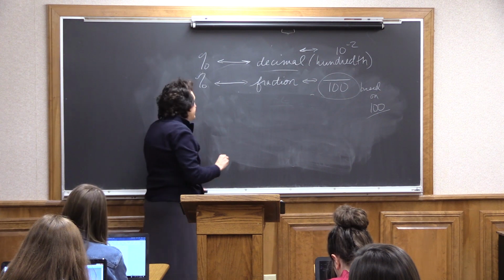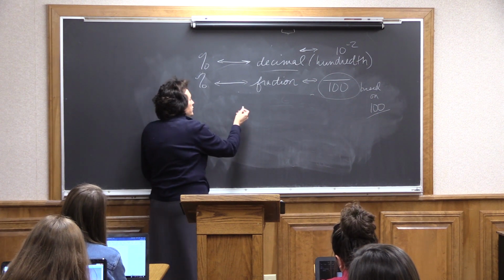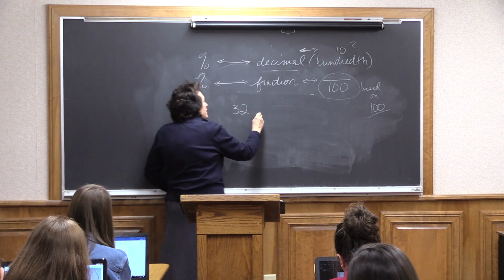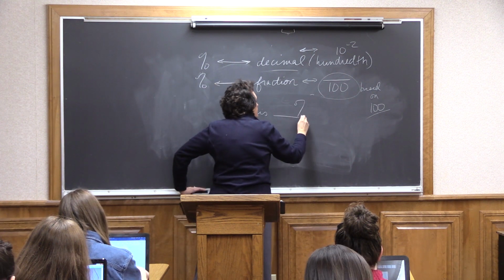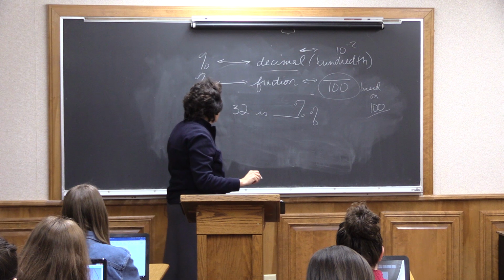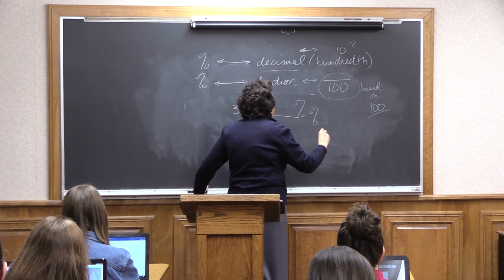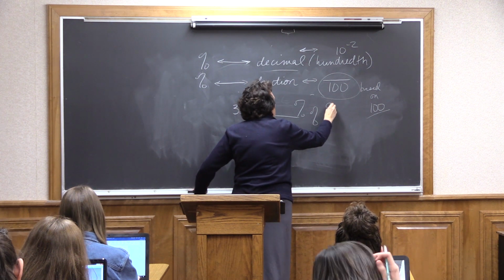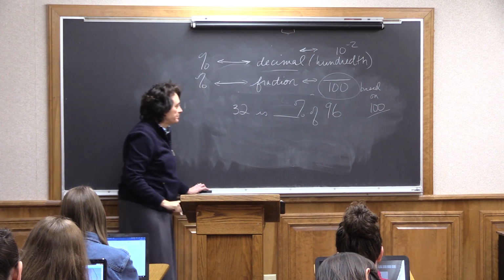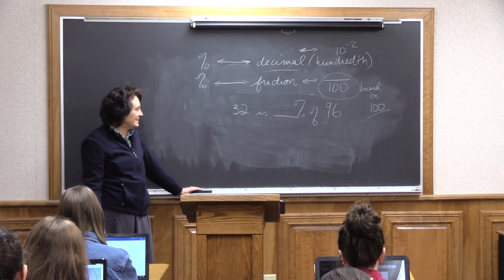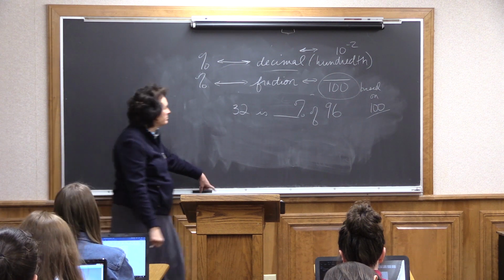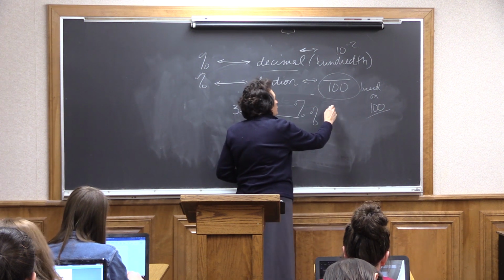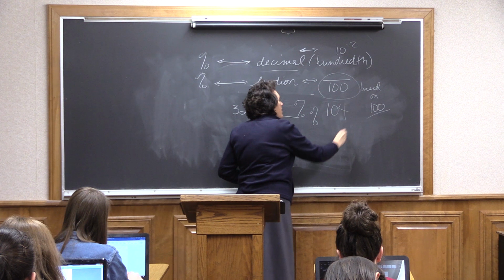Let's say I have, let's do 32 is what percent of, let's do, we'll make it easy. I don't want to do 96. That's going to give me a repeater. I don't want 96. I'm going to do 104.